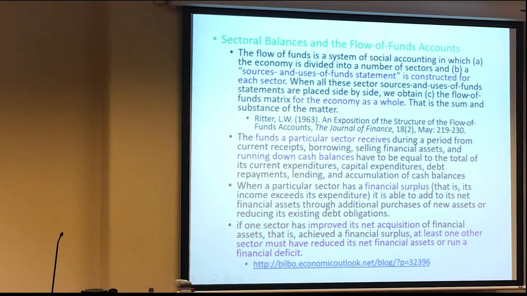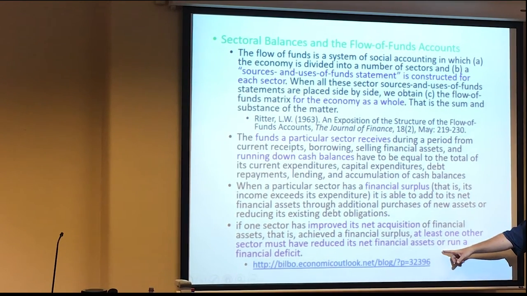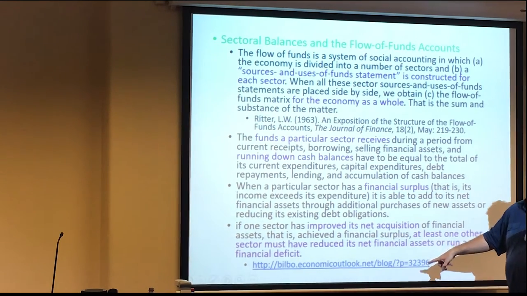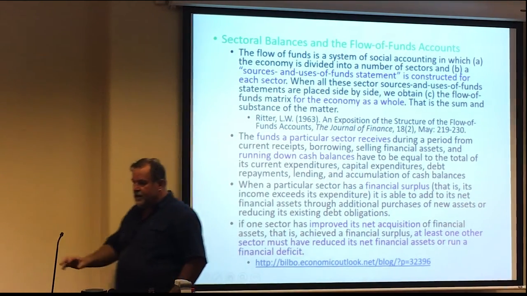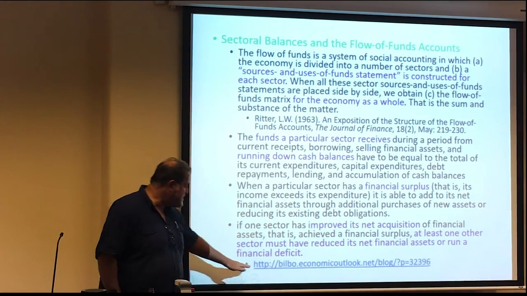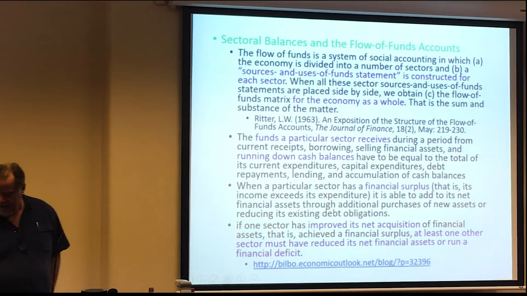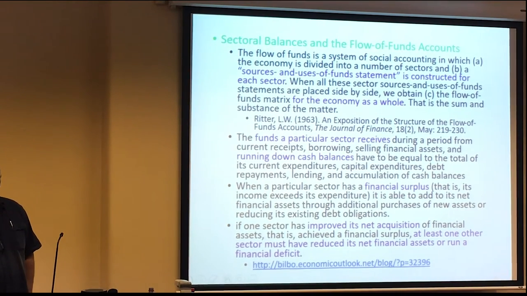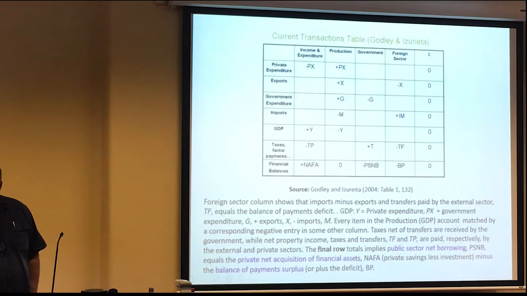Once again, if one sector has improved its net acquisition of financial assets, in other words, achieved a financial surplus, at least one other sector must have reduced its net financial assets or run a financial deficit. And that's the key point, because if this is the government, this could be the domestic private sector or the rest of the world. So this is described in one of Bill's blogs here, and there's a link for anyone who's interested in looking at the detail of that whole blog.